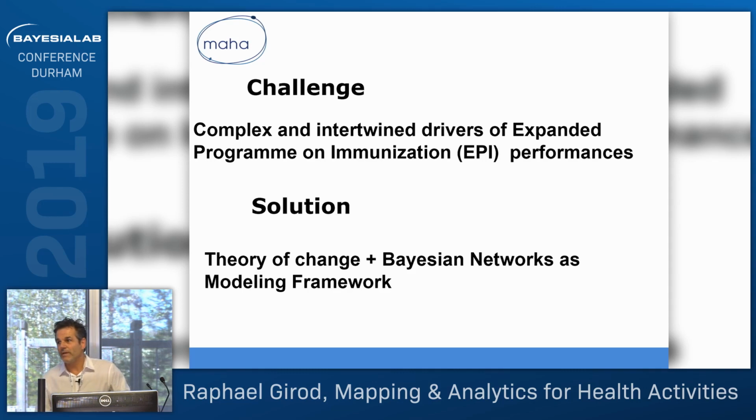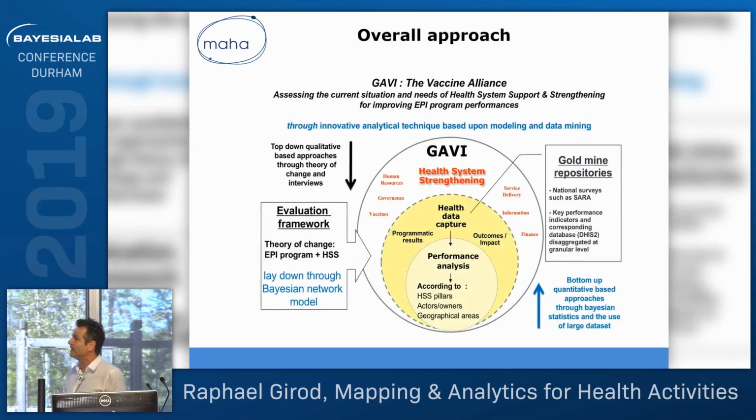About the challenge when I'm dealing with Bayesian network, how could we appraise the complexity of an immunization program? Because you have lots of intertwined variables. And the solution for me is the theory of change and the use of Bayesian network, of course, as a modeling framework. Just to give you also a more accurate picture about our context, Vaccine Alliance is funding about $2 billion of vaccine within 60 countries. And we will take benefit of this evaluation framework named theory of change or result chain. And we have to merge these two approaches.